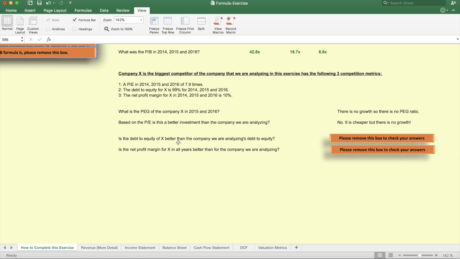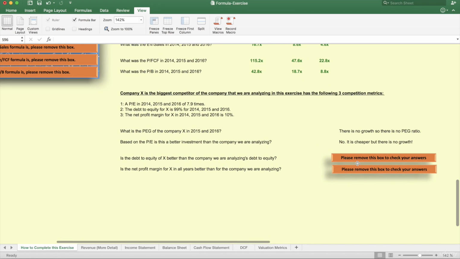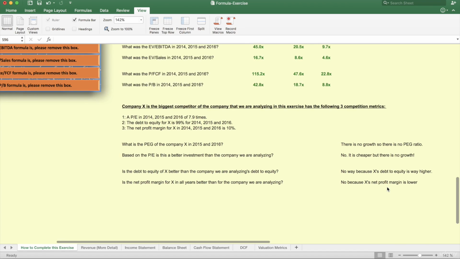Is the debt to equity of X better than the company we're looking at? No way. Their debt to equity is 99%. Ours is single digits. Is the net profit margin for this company better than ours? No. They're at 10%. We're way higher. All right, there you go. That's the conclusion of the exercise.